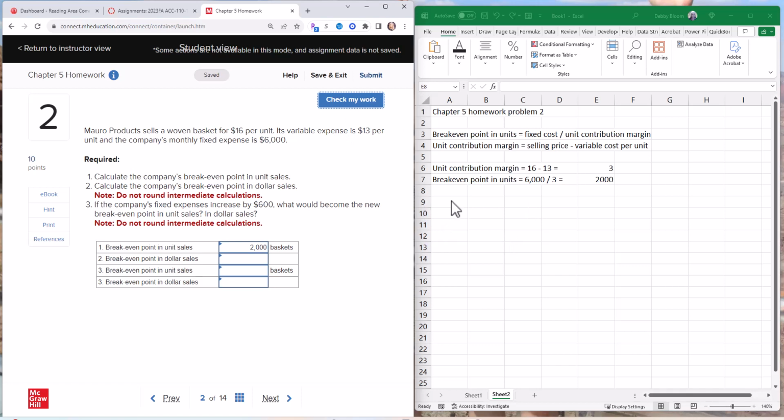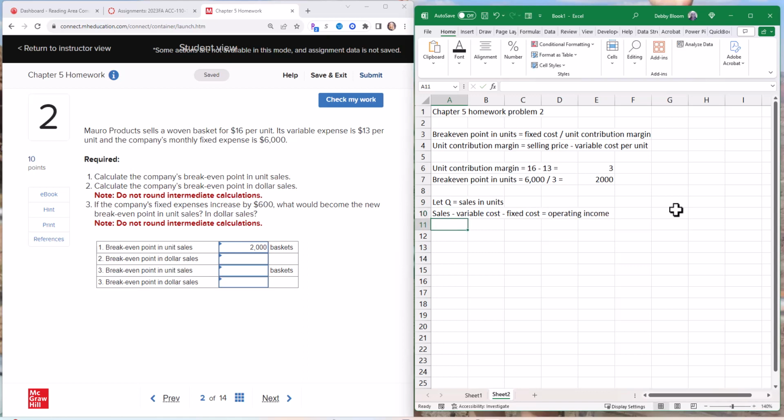Now, another way to solve the problem would be to use algebra. Using algebra, I'm going to let Q equal the sales in units. Now I'm going to write out the profit equation horizontally. So we have sales minus our variable cost minus our fixed cost equals the operating income.